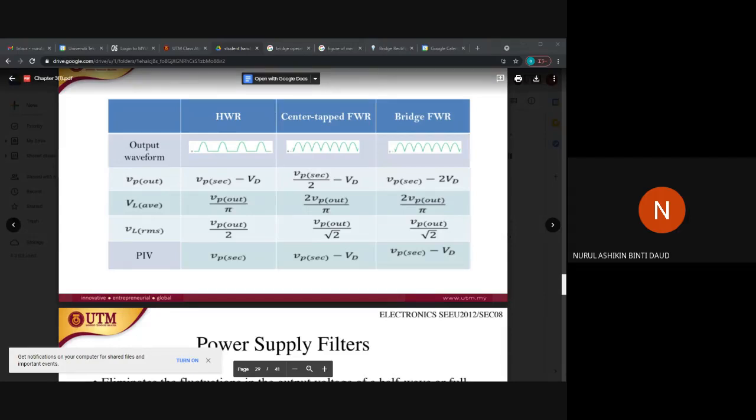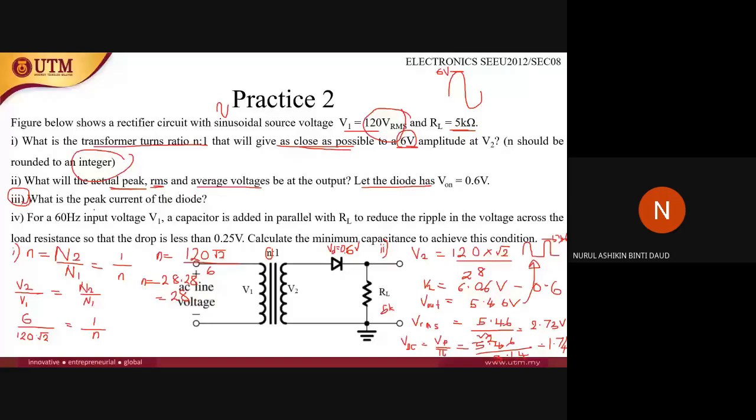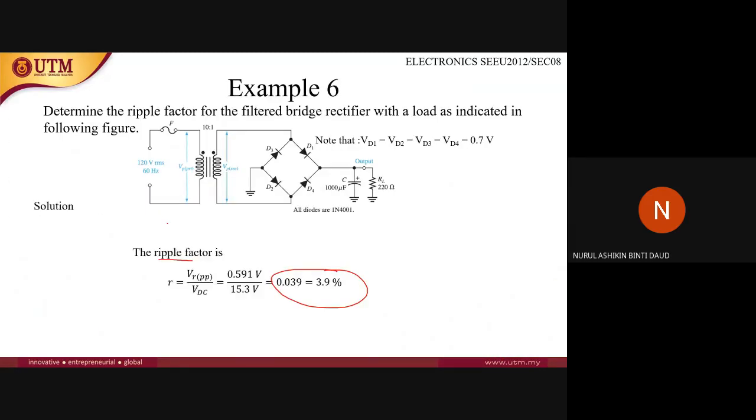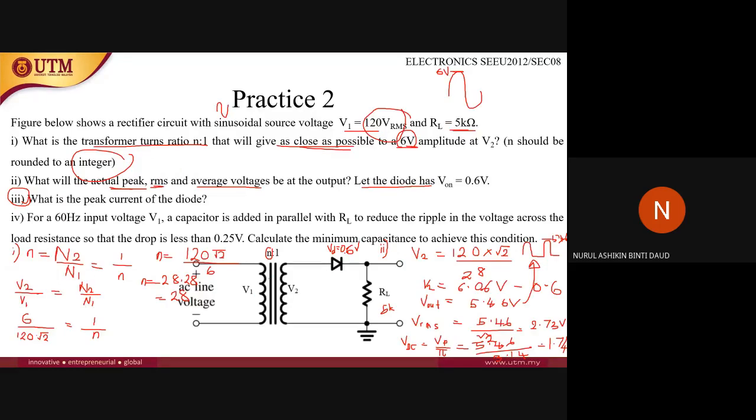So let's proceed. Okay, I need to change it again. Proceed to question number 3. Yeah, the peak current of the diode. The peak current of the diode is here. So you know just now that the voltage value here is 5.46.